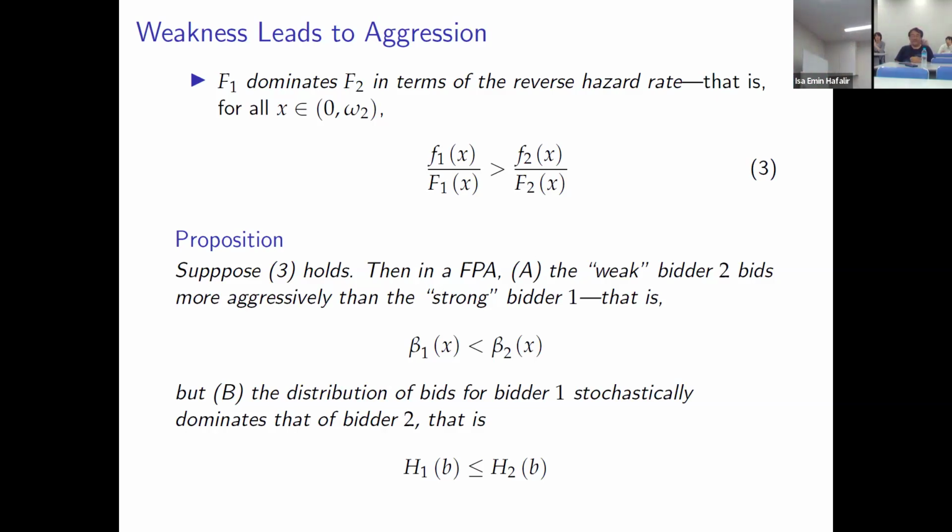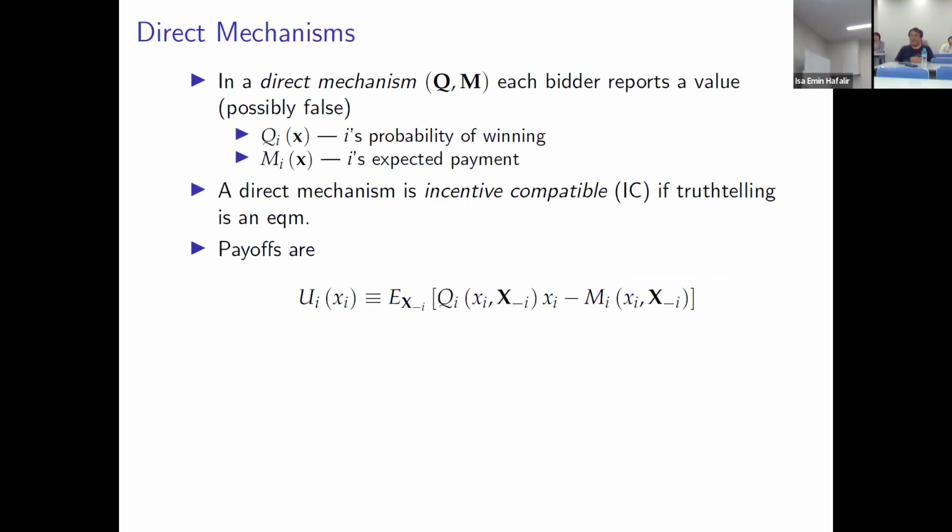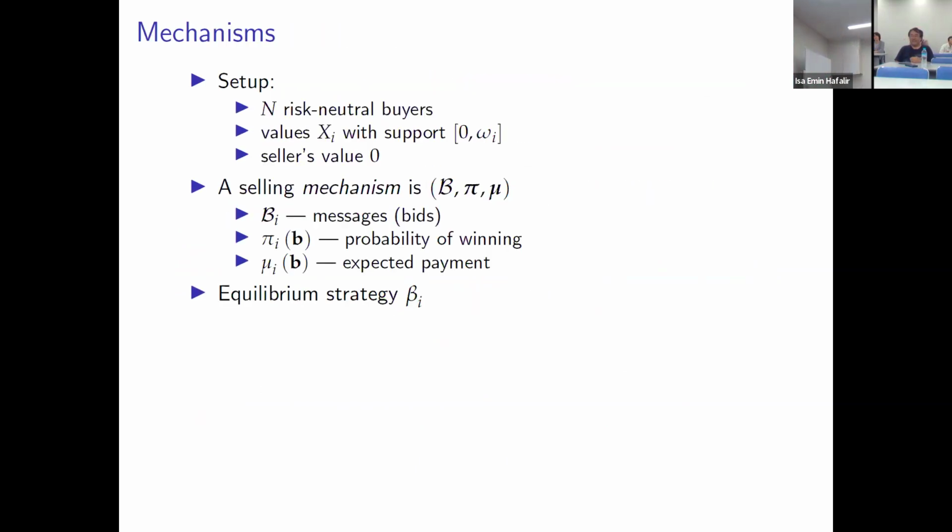Okay, so let's go over to mechanisms. So we are going to do basically yet another version of the revenue equivalence theorem, and then very quickly tell you the main result for Myerson's optimal auction.